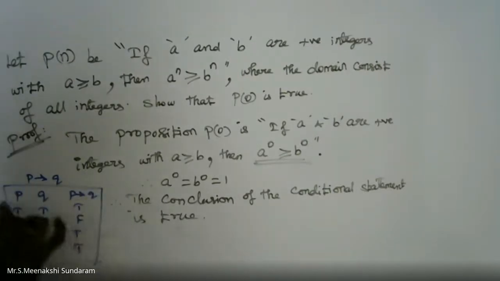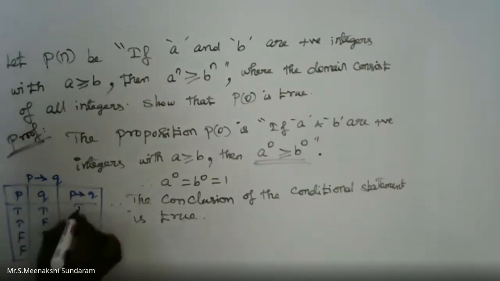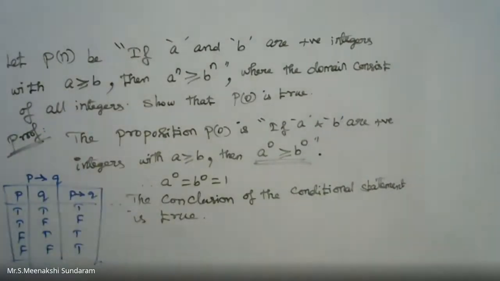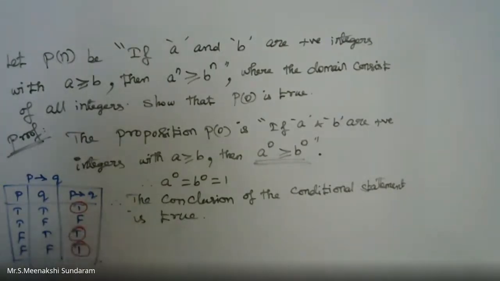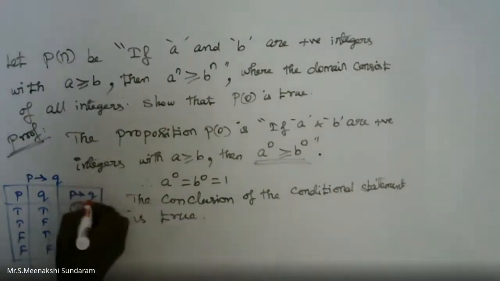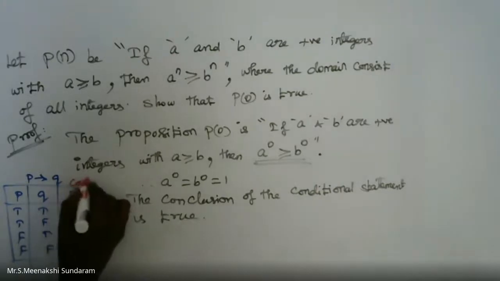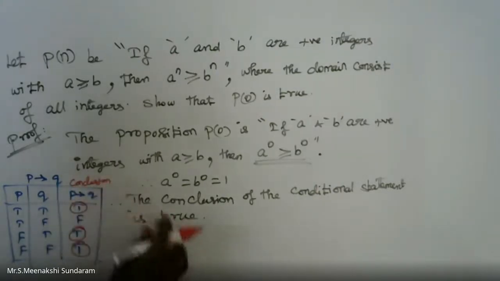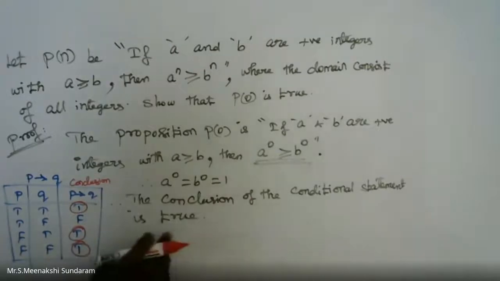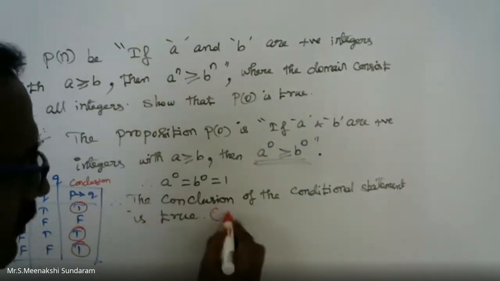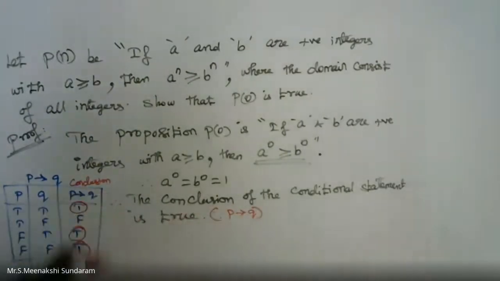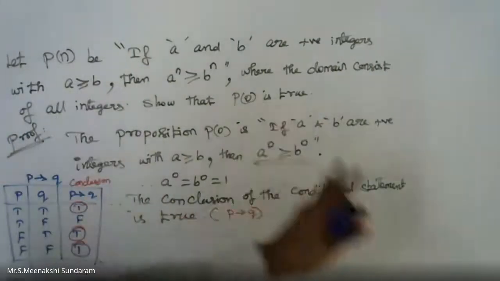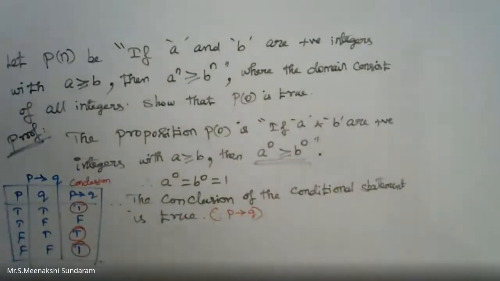This is the truth table of the conditional statement. If the output is true, I can identify that as the conclusion. The conclusion of the conditional statement P tends to Q is true. Now, what type of proof? We don't bother about the input; I consider only the output. The conditional statement is true.